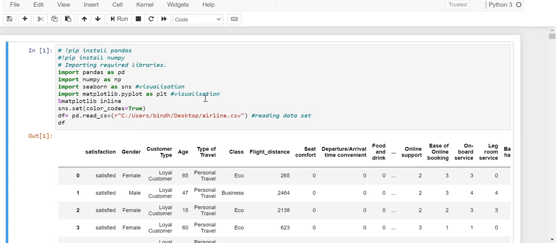In this video, we will be discussing how to do EDA using Python. I have taken a dataset called Airline Customer Satisfaction from Kaggle. We will now analyze this dataset using Python.